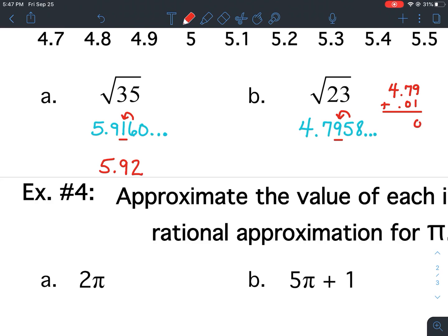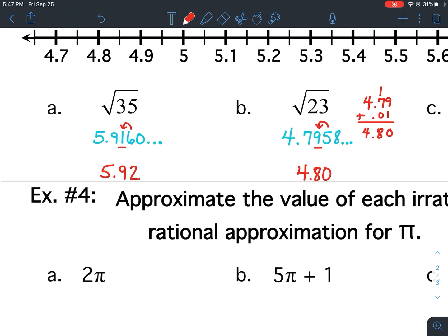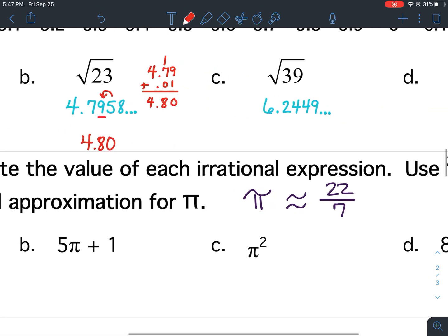nine plus 1 would become 10, carry the 1, that would be 8. So this would round to 4.80. For C, it is a 4 that follows the first 4, and it doesn't push it, it stays the same. So this would be 6.24.